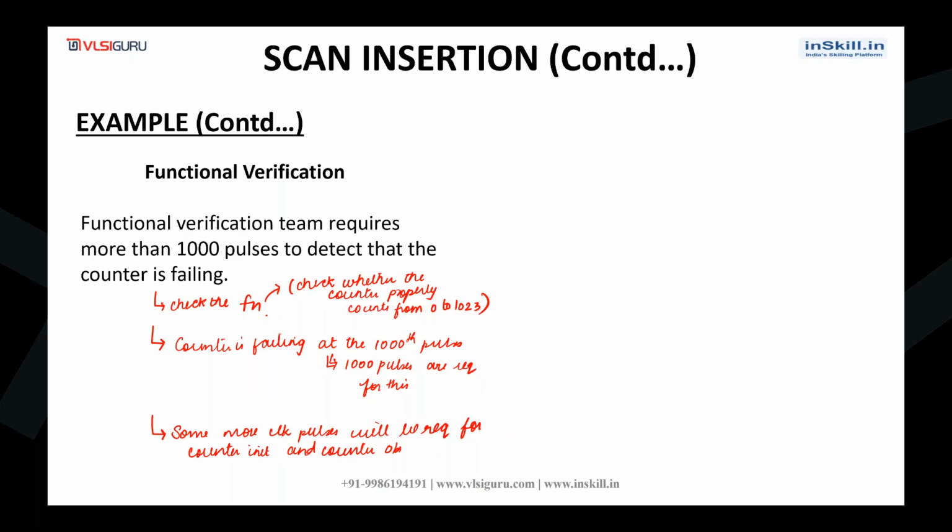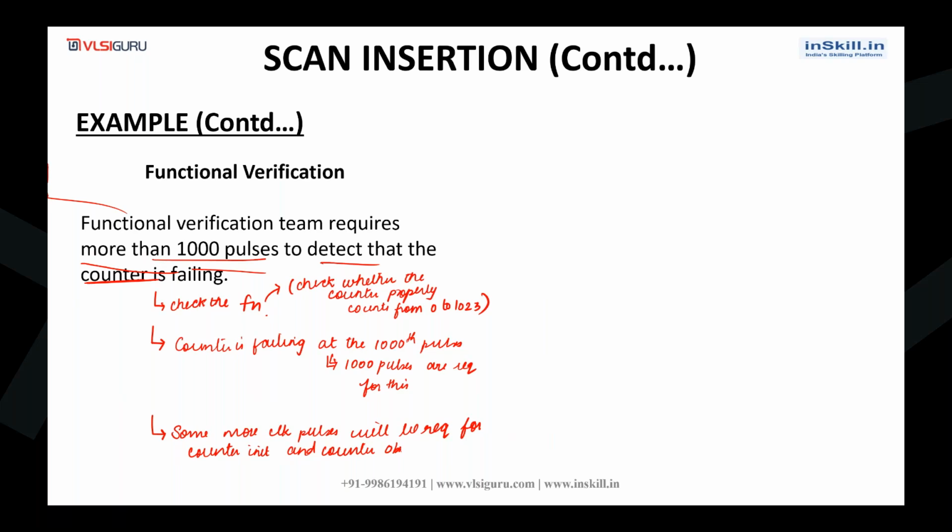So counter initialization is they have to bring the counter to the initial state. And counter observation is the output of the counter. It has to be taken to some register and the register has to be read. So some more clock pulses will be required for counter initialization and counter observation. So ultimately, the functional verification team required more than 1000 clock pulses to detect that the counter is failing in this case. Okay, so we had a team called the verification team in the ASIC flow, right? So the functional verification team required more than 1000 clock pulses to detect that the counter is failing in this example.